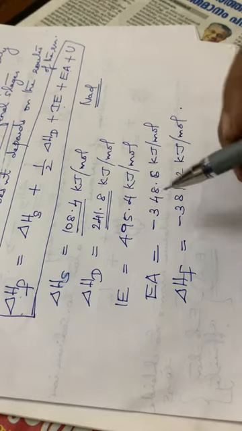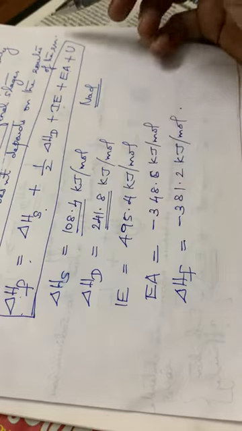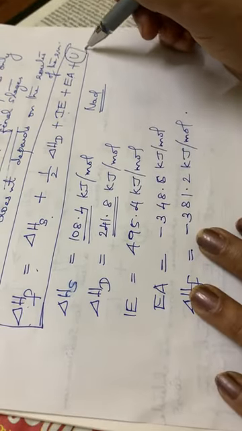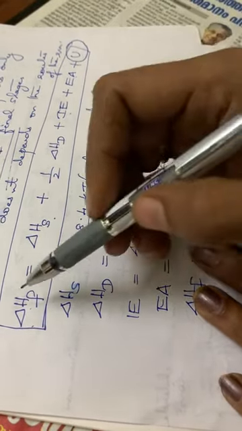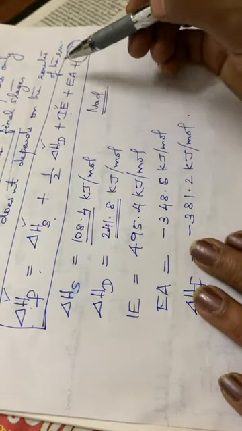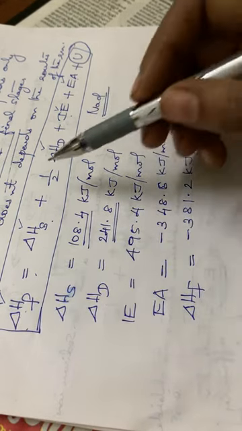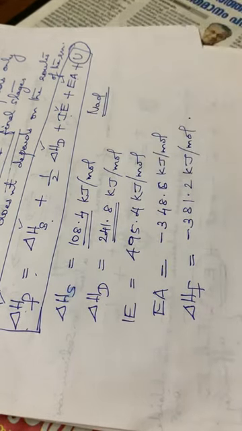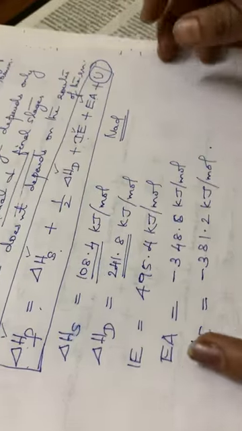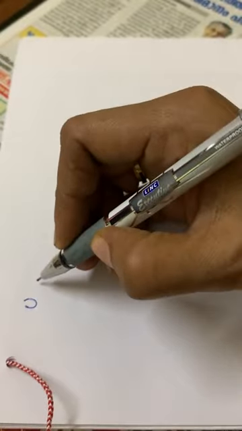Then you have to substitute these values in this equation. By substituting these values, you can calculate the lattice energy. All other values you know: delta HF, delta HS, delta HD, ionization enthalpy, and electron affinity. So you have to substitute and then calculate the value for U. Therefore we can calculate the lattice energy of this sodium chloride crystal.